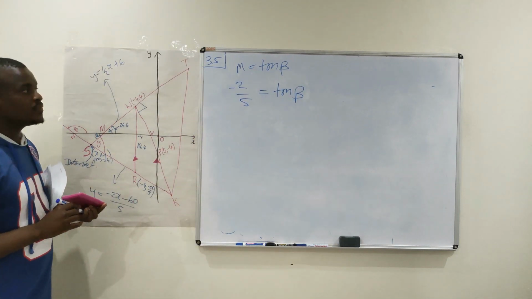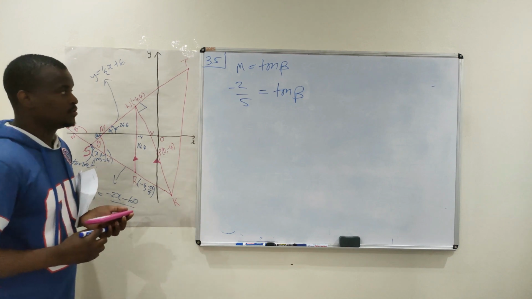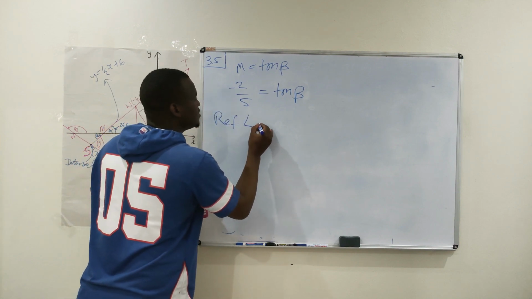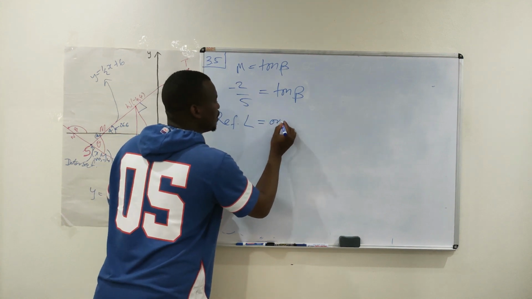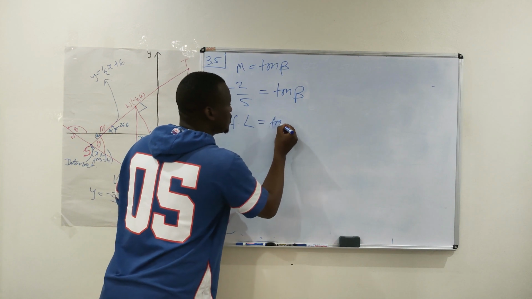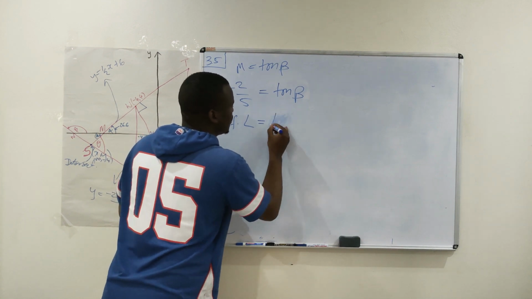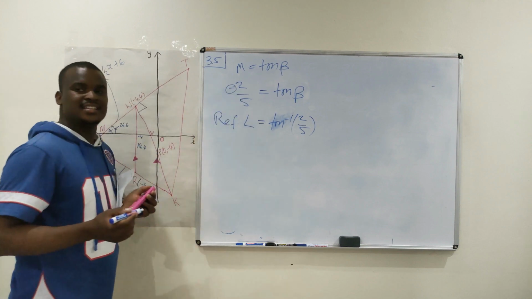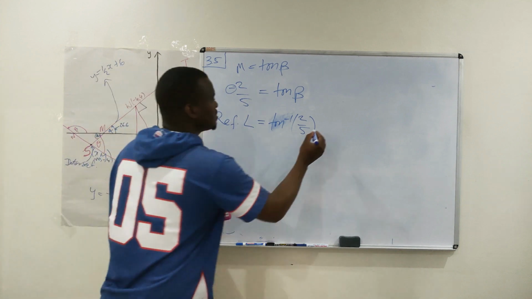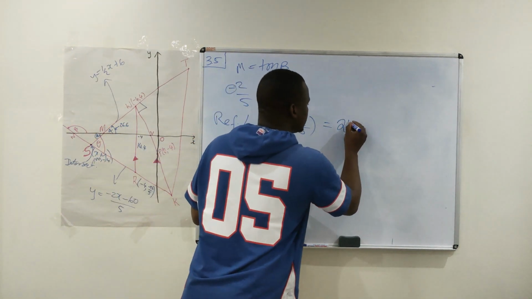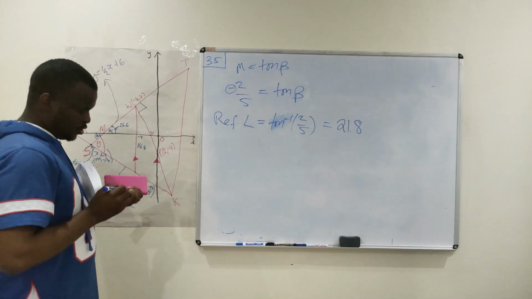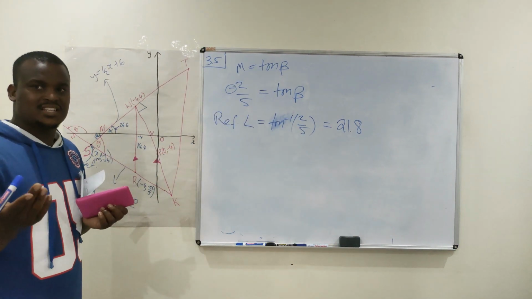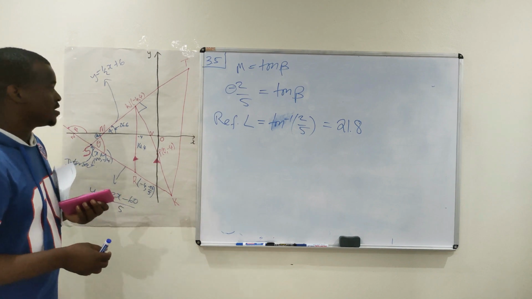Then when you're here, you find the reference angle for tan. Your reference angle is equal to arctan 2 over 5. You don't include the sign, because the sign is telling you which quadrant this is. Arctan 2 over 5 is 21.8. So now your reference angle is 21.8 and your tan is negative. In which quadrants is tan negative? That is the second quadrant and the fourth quadrant, right?